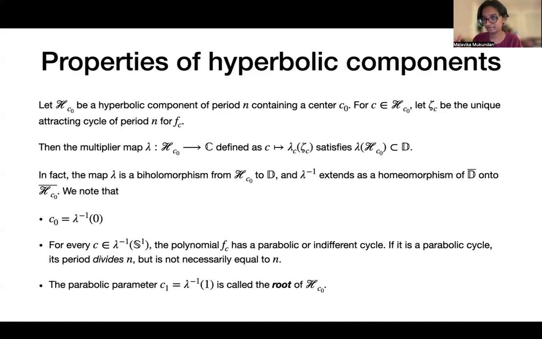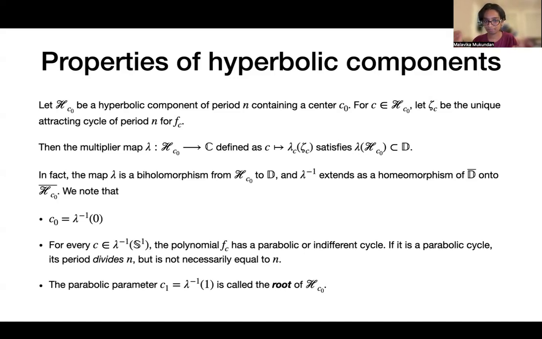Now, what is the center? Because this multiplier map is a biholomorphism, there is a unique point in the component for which the image under the multiplier map is 0. So you can think of the center as the pre-image of 0 under the multiplier map. So the center is the unique polynomial inside my component which has a super attracting cycle of period n.